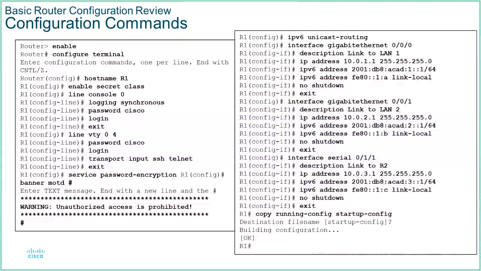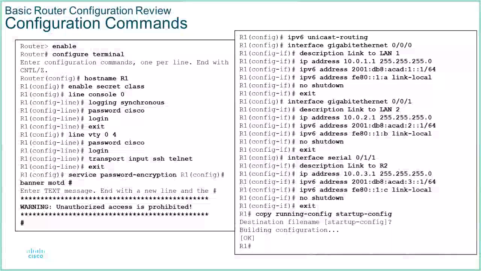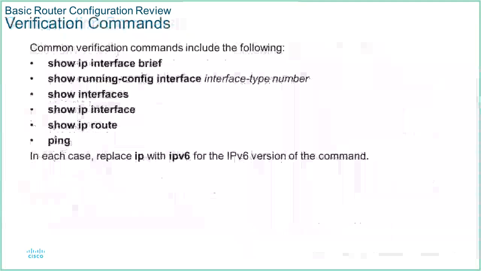Then we do a copy run start to back up the config file from RAM to NVRAM, so that if the device loses power, we'll restart with that. All the interfaces are configured with basic security, so we prompt for passwords, and we have a host name configured so it can identify which device this is.